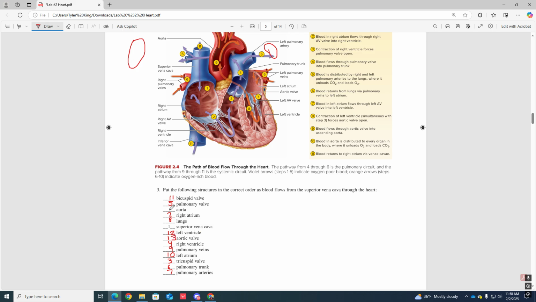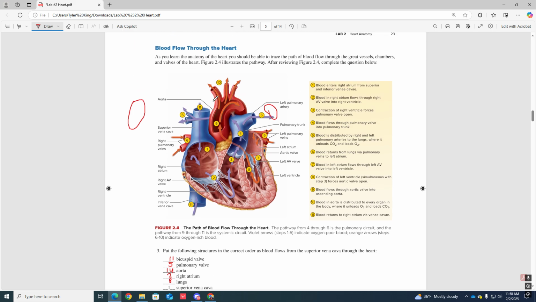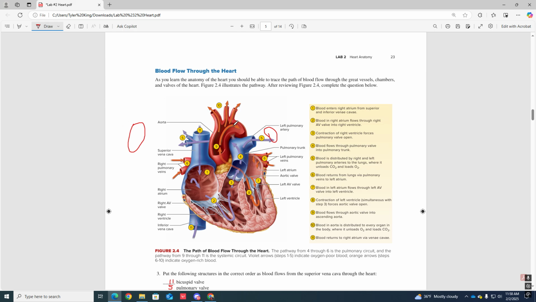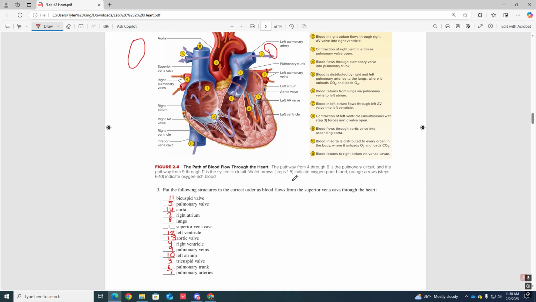And then, of course, we have our last one here, just by process of elimination. This is number 14, the aorta, the last little pit stop before it gets sent out to the rest of the body. Eventually, it will come back through the heart. So for a little review, let's look at this little summary here. Blood enters right atrium from superior and inferior vena cava, which we didn't talk about, but we could also say that also has the inferior vena cava over here.